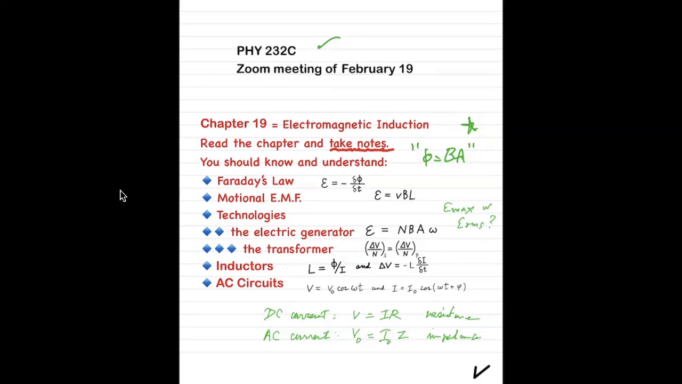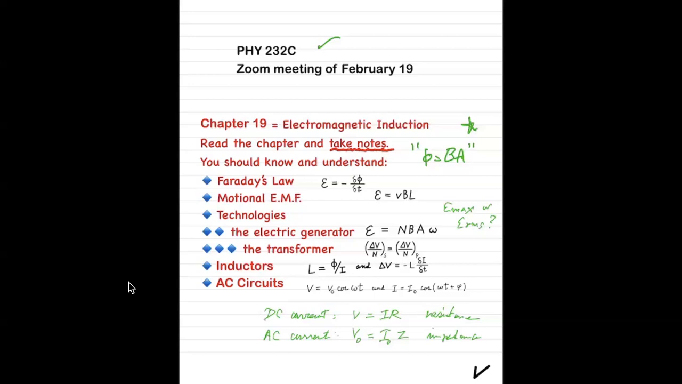There's a section called motional EMF, which shows that when a conductor moves through a magnetic field, there's an electromotive force around the conductor. And again, that will drive a current. But the current is sort of a secondary effect. It's really the electric field, which is the primary effect. And then the electric field creates current.